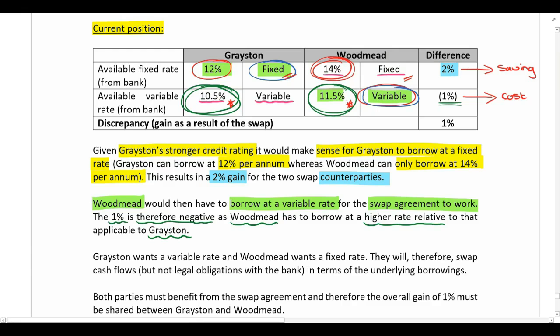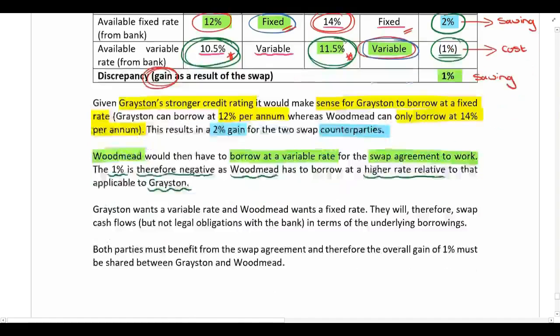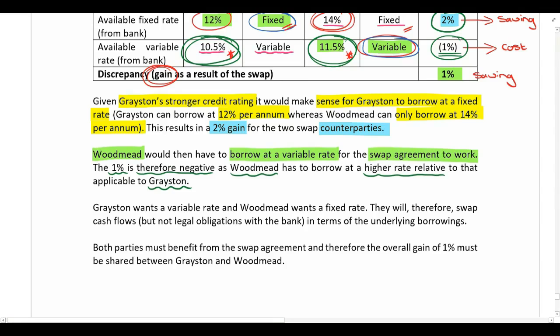So what is the net effect? We have a saving of 2%, a cost of 1%. So the net effect is we have a saving of 1% or a gain of 1%. And please note what we are going to do now is determine how that overall gain of 1% is going to be shared between the counterparties.